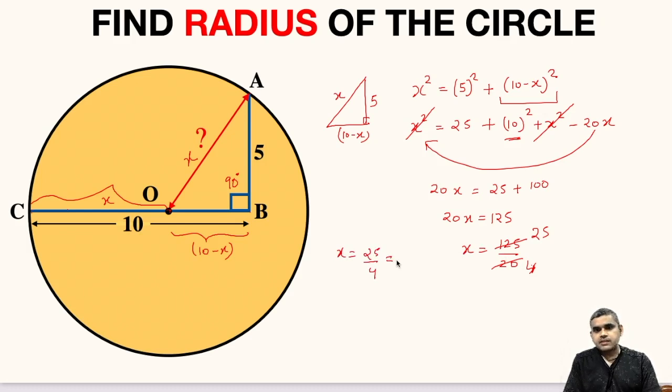Let us express it in decimals. So it will be 6.25. So 6.25 is the value of x. And what is x? x is the radius of the circle. And hence, the radius of the circle equals 6.25 units.